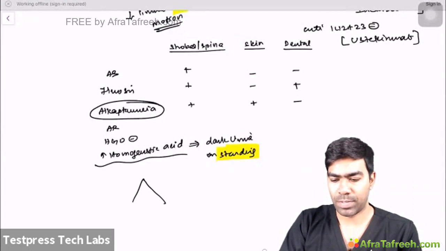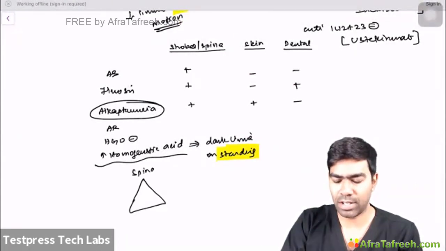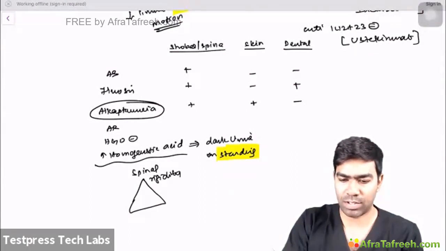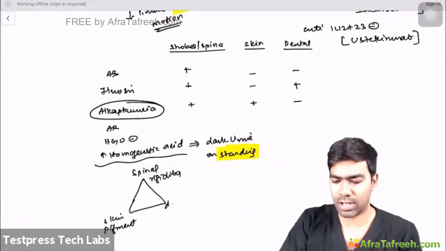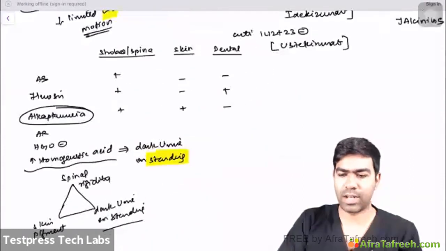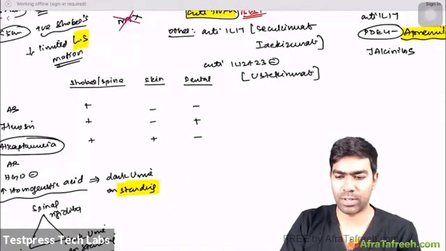Ochronosis can be diagnosed with the help of a triad, where they have spinal rigidity, since spine involvement is very common in this setting, skin pigmentation, and dark urine on standing. This will be the exam question. So this is alkaptonuria, and spine involvement is common in alkaptonuria as well.